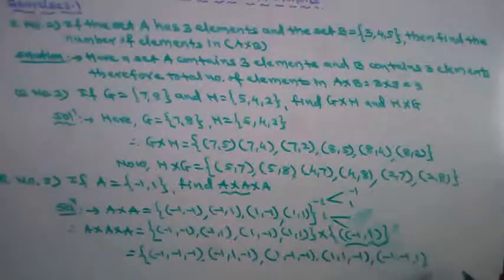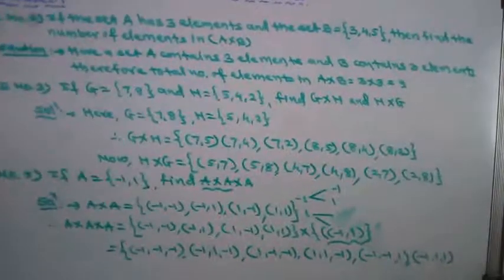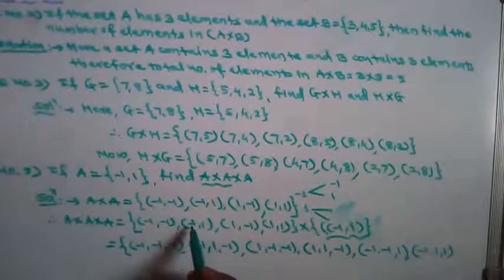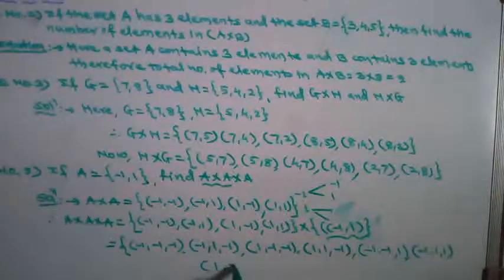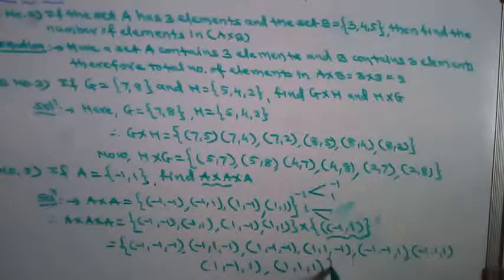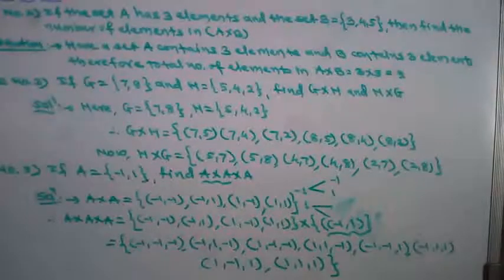Now form triplets with this 1, so you will get -1 -1 1, then -1 1 1, then 1 -1 1, and 1 1 1. So this will be your complete A cross A. So we are getting triplets here. In this way we can find out triplets also.